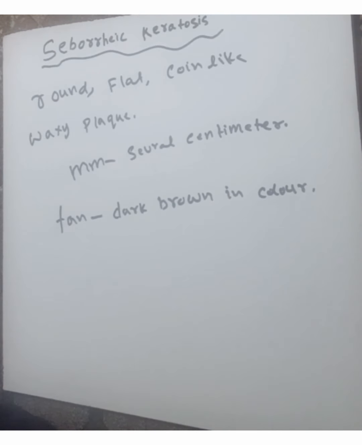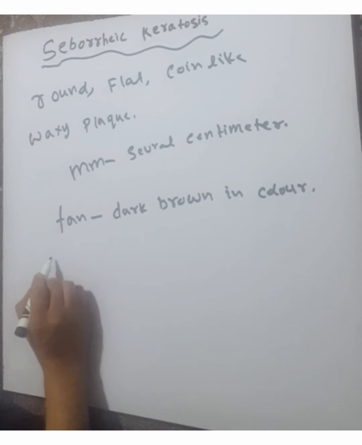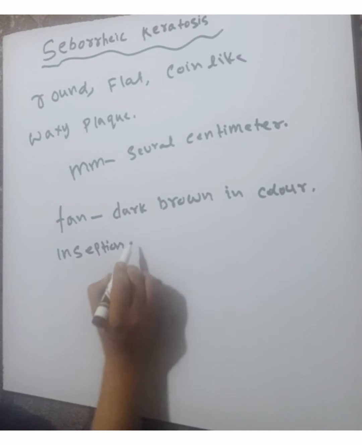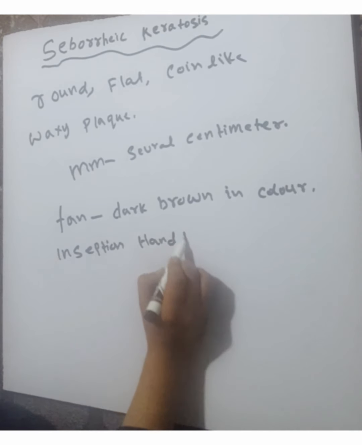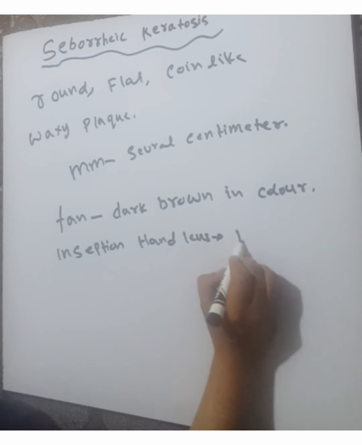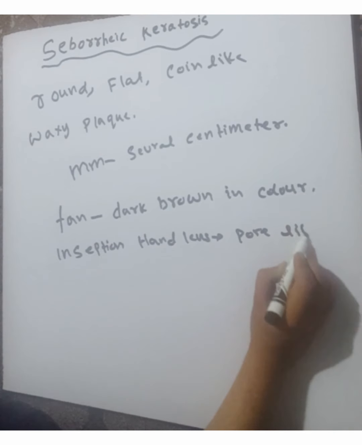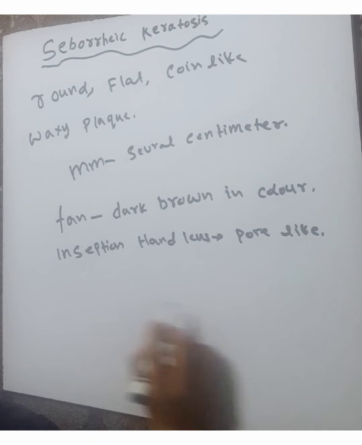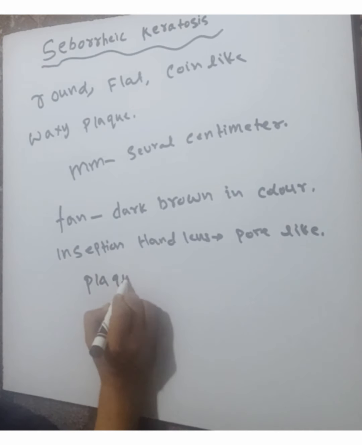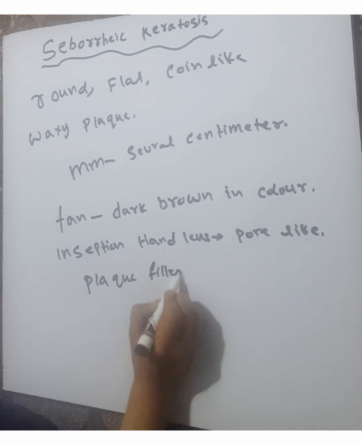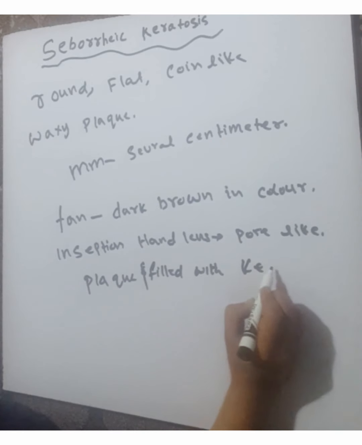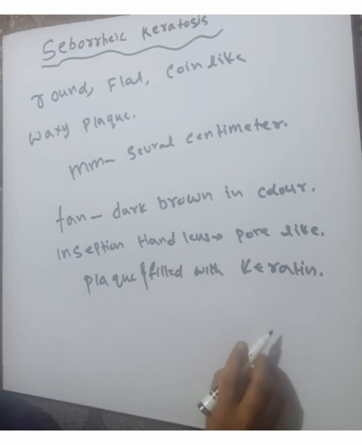Inspection with a hand lens reveals small round pores filled with keratin. When we inspect with the help of a hand lens, we see small pore-like openings filled with keratin.